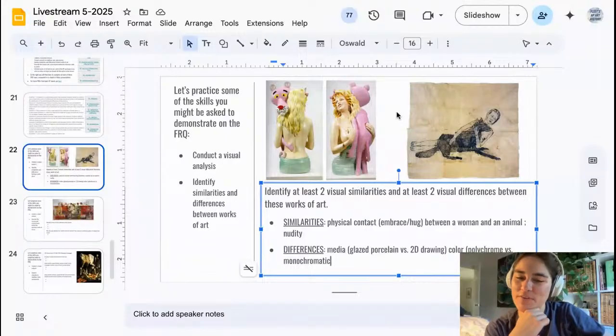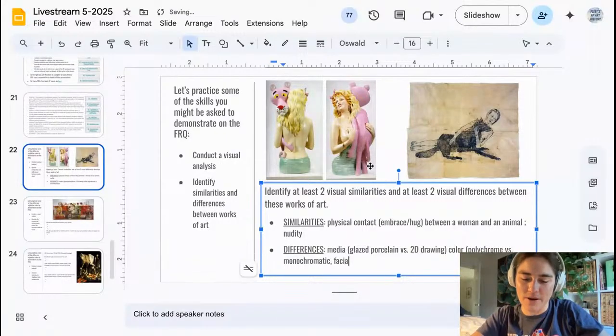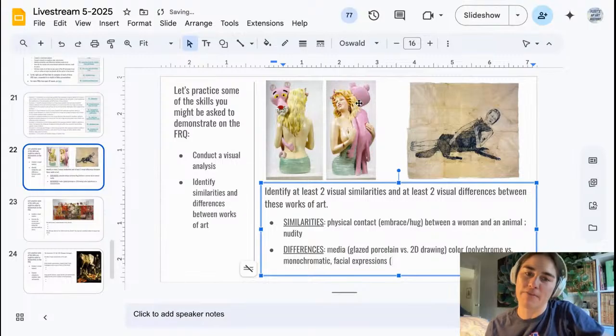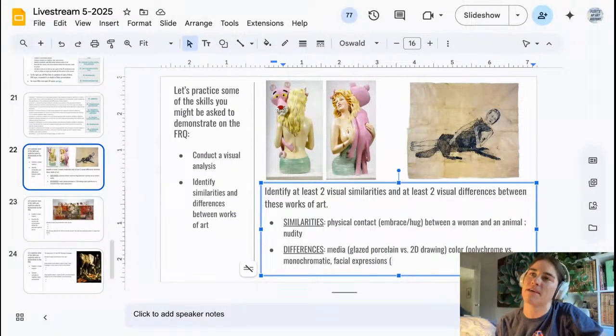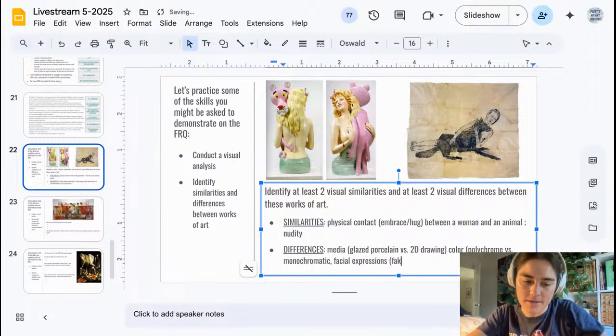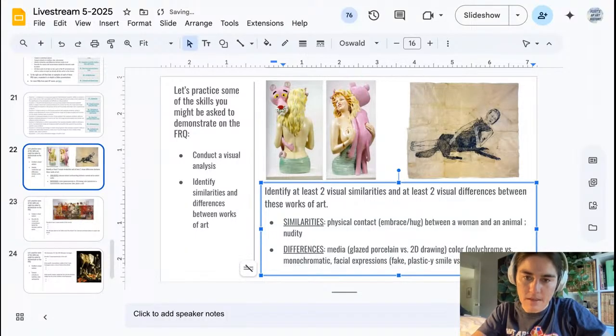Yeah, they also have differences in terms of their facial expressions, right? So the Jane Mansfield character over here in Pink Panther has this sort of like fake smile, right? Versus this kind of like more neutral expression.